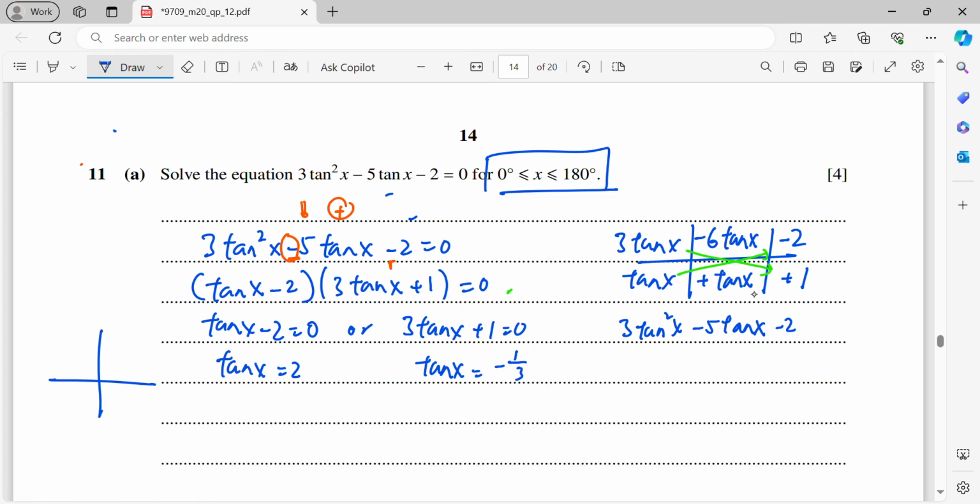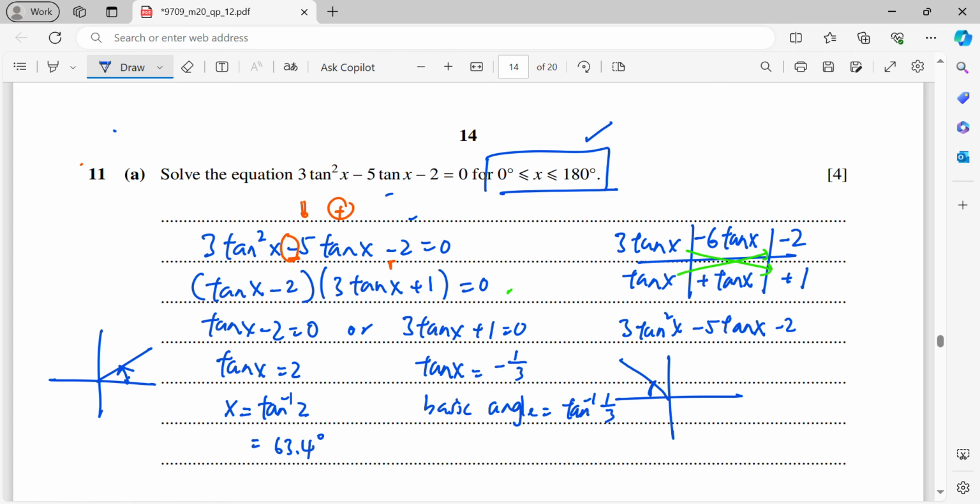When tan x is 2, the angle is in the first quadrant. Tan x equals negative 1 over 3 is in the second quadrant due to this restriction. So now you need to get both values from the calculator. When you take inverse tan of 2, x is 63.4 degrees. But here, I will just write the basic angle is inverse tan of 1 over 3, not minus. I just press 1 over 3, and that is going to be 18.4 degrees.